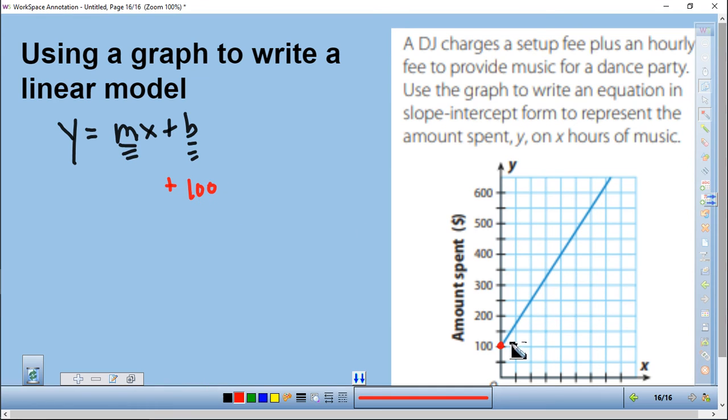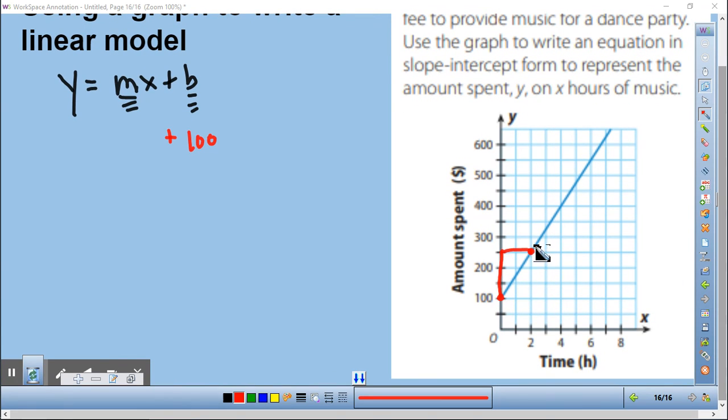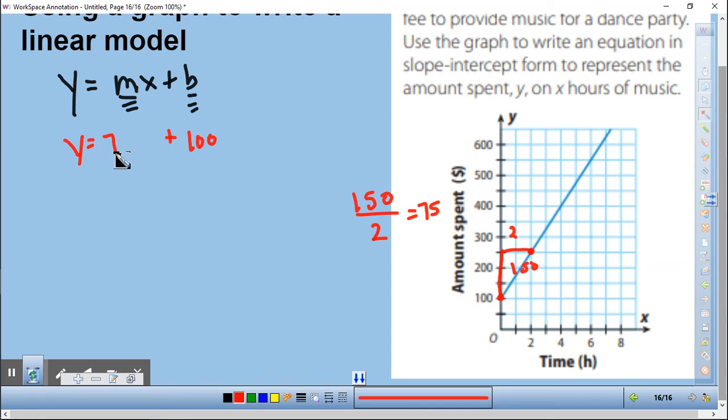Let's find my slope. All right, to find the slope, I want to go along this until I find a point where it goes through a lattice, and it does there. So from here, my rise is 150. My run is, you see it here, my run is 2. So my rise is 150, my run is 2. That reduces, of course, that 150 rise over a run of 2 reduces to $75 per hour. So my equation would be y equals 75x.